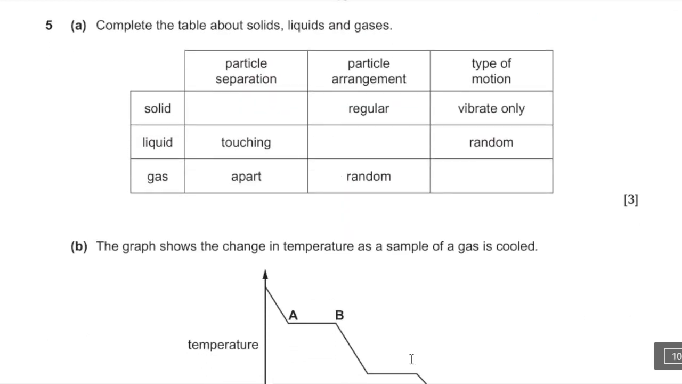5. Complete the table about solids, liquids, and gases. Alright, so we have the particle separation in solids, so they are touching each other. The particle arrangement of liquids is random. Similarly, the type of motion of gases is also random.